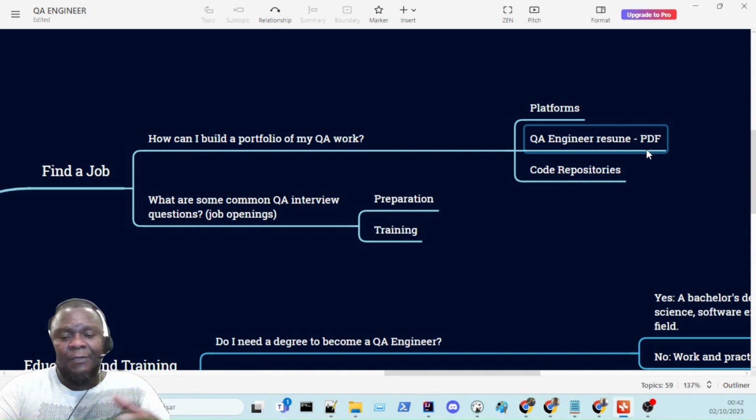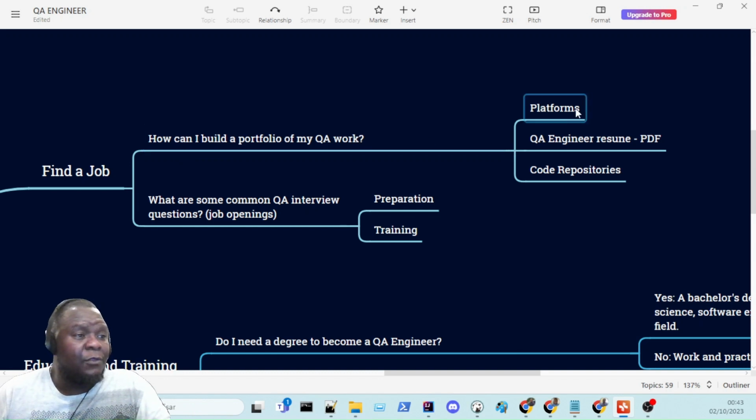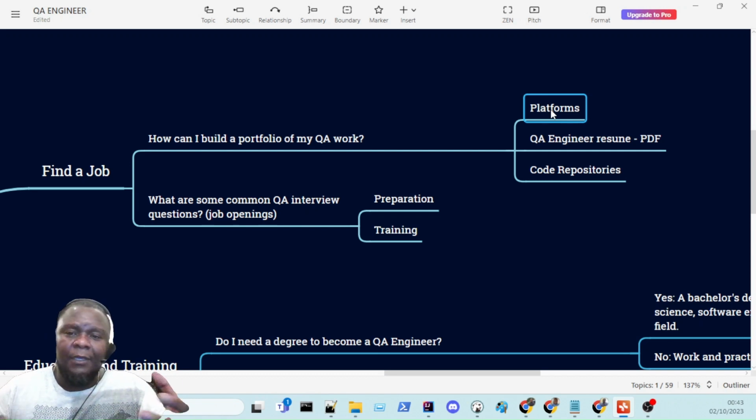But I'm going to teach you that in another video. For this video, because it's just the basics, just for you to understand how to become a QA engineer, you can build your portfolio by getting all your information, for example all the projects, your personal projects, right? You can upload them and put them on platforms, for example LinkedIn or Indeed. You get your portfolio and just upload it there, right? You can use the platforms.